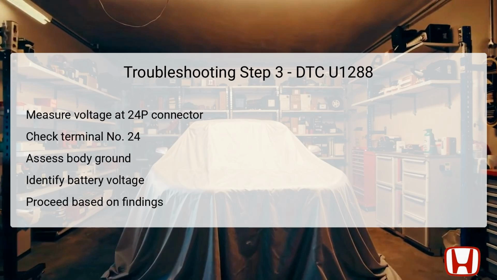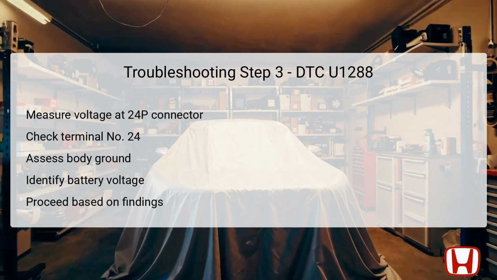In this step, you will need to measure the voltage between the body ground and the parking and backup sensor control unit at terminal number 24 of the 24P connector. This measurement is essential for determining whether the control unit is receiving the necessary battery voltage to operate properly.